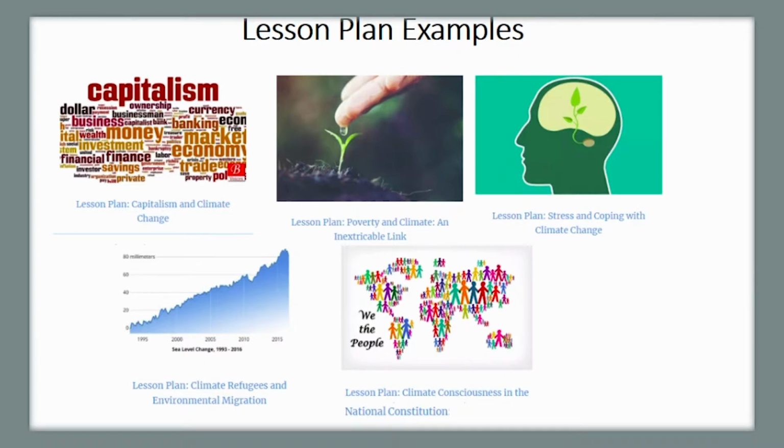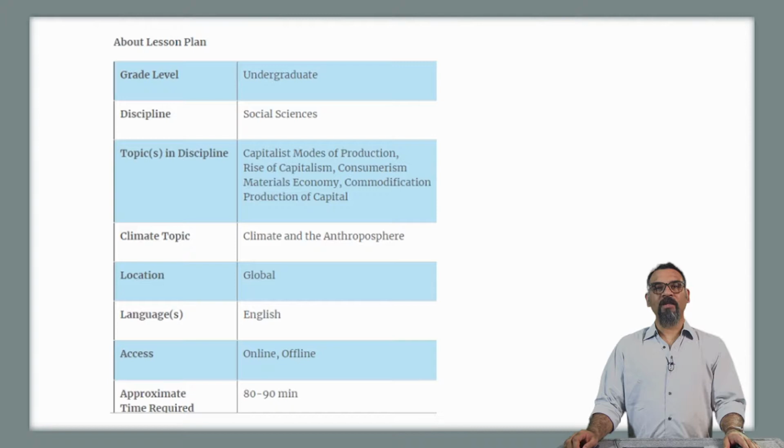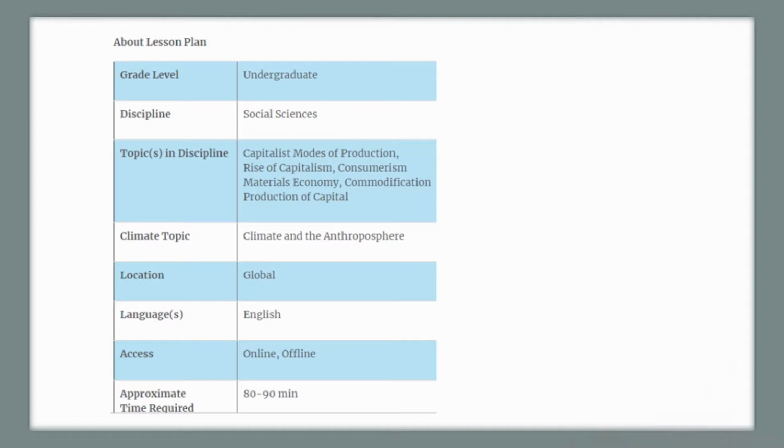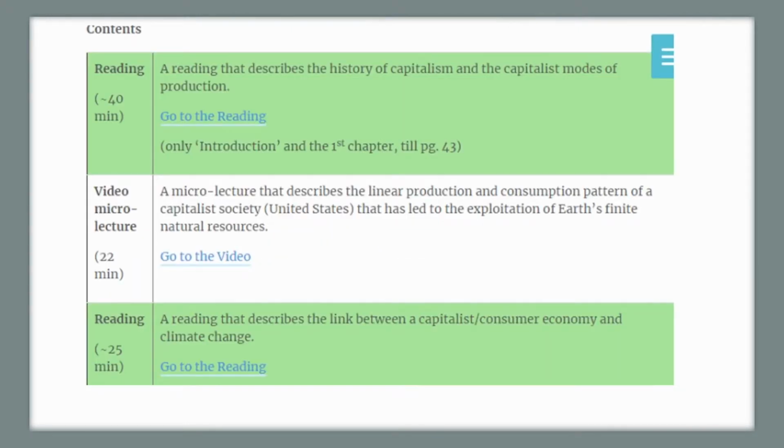Let's take a look at our first lesson plan titled Capitalism and Climate Change. If as a teacher of social sciences you are teaching about capitalism and topics such as capitalist modes of production, rise of capitalism, consumerism, material economy, commodification, production of capital, we invite you to take a look at this particular lesson plan. The approximate time required for this is between 80 to 90 minutes.